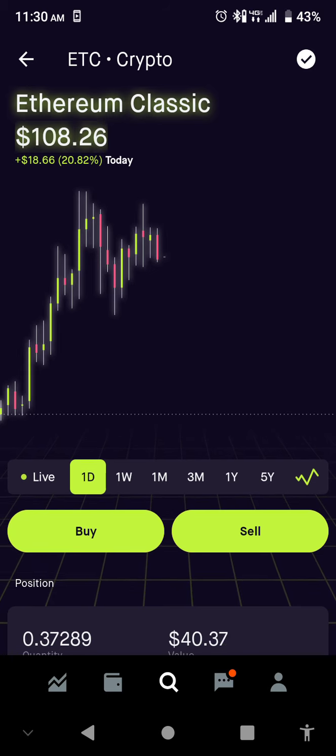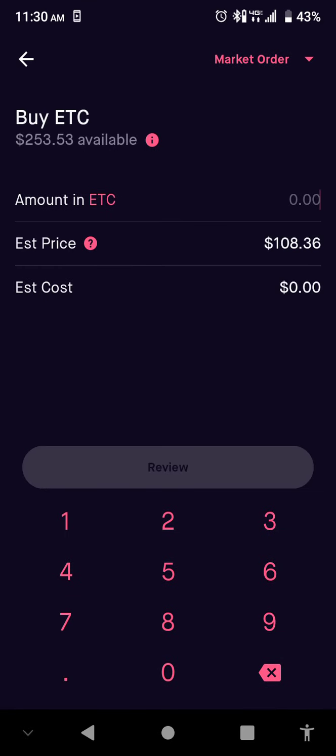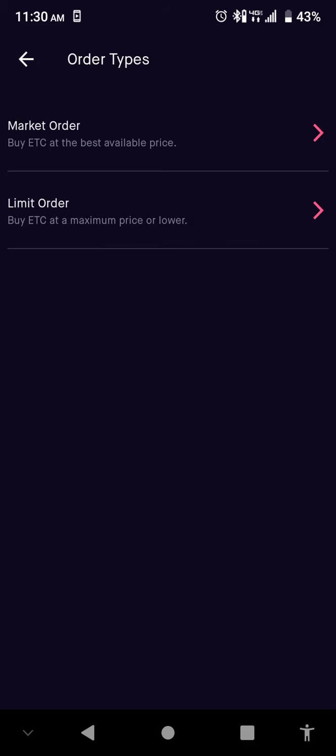Now you're going to want to click on buy. And you're going to want to go up here to the top right where it says market order. You're going to want to click on that and go into limit order, where you can buy that particular cryptocurrency at a maximum price or lower.